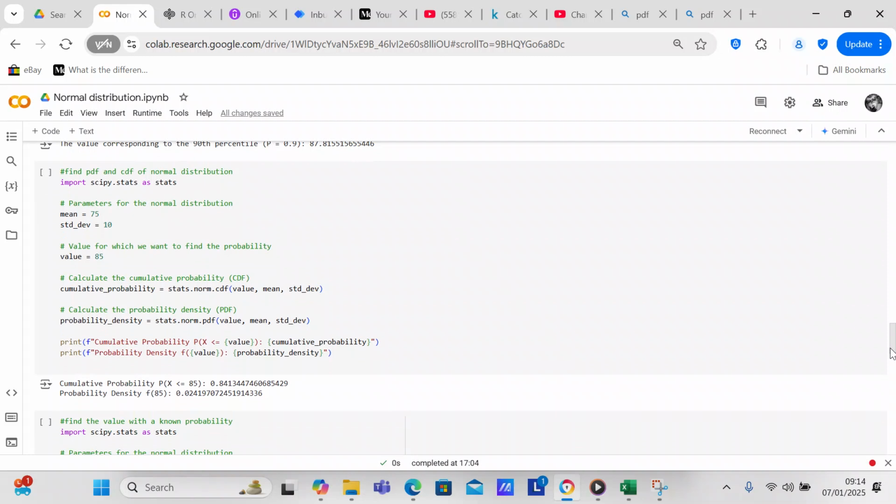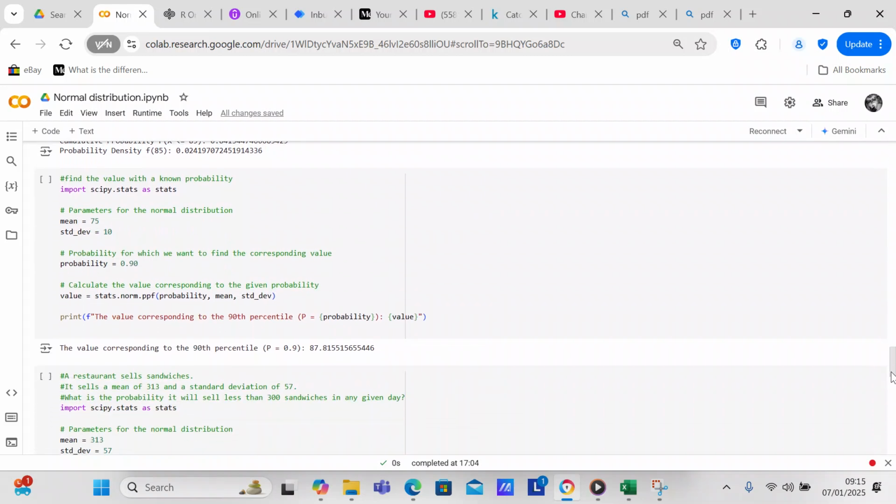We're going to calculate the cumulative probability. That's cumulative probability equals stats.norm.cdf, brackets, value, comma, mean, comma, standard deviation. And now we calculate the probability density, which is stats.norm.pdf, value, comma, mean, comma, standard deviation. So we're going to print that off. Cumulative probability is 84% and probability density is 2%.